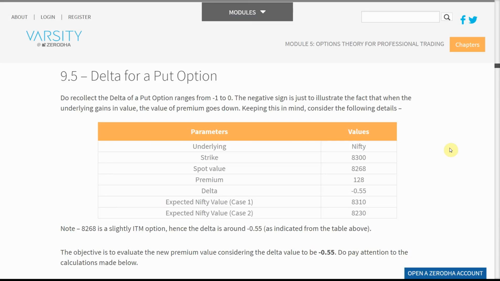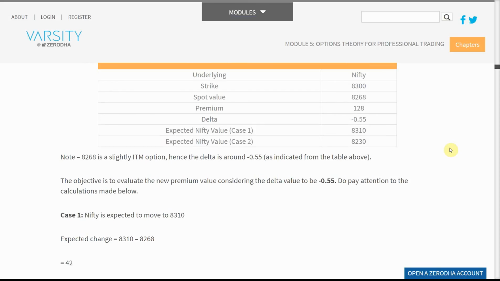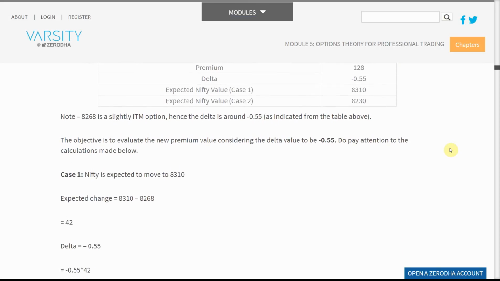Parameters and values. Underlying: Nifty. Strike: 8,300. Spot value: 8,268. Premium: 128. Delta: minus 0.55. Expected Nifty value, case 1: 8,310. Expected Nifty value, case 2: 8,230.